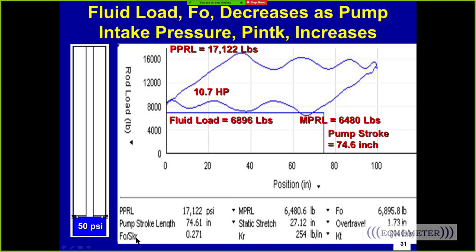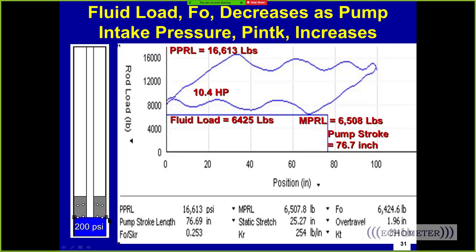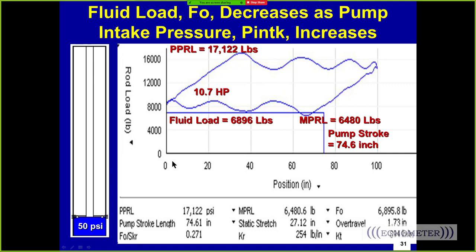So the fluid load divided by if you were to stretch the rods the entire stroke length, 27% of the entire rod stretch to stretch the stroke length is lost to pick up the fluid load. If we raise the fluid level to 200 pounds of pump intake pressure, now only 25% of the stretch required to stretch the rod string 100 inches is lost because we have less load, we have comparably less stretch, and the peak load is going to be less. And so as the fluid load increases, you get less stroke.